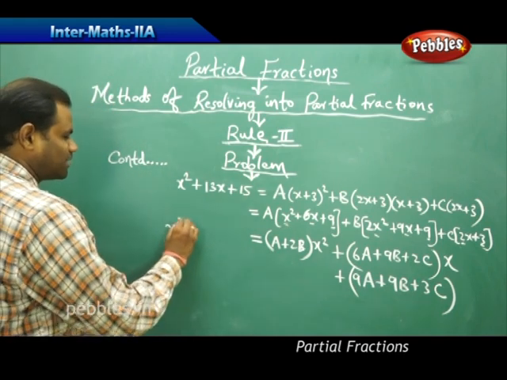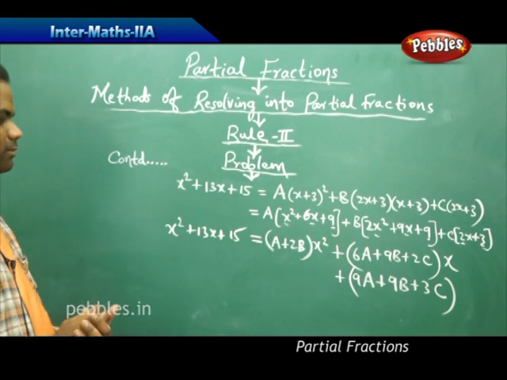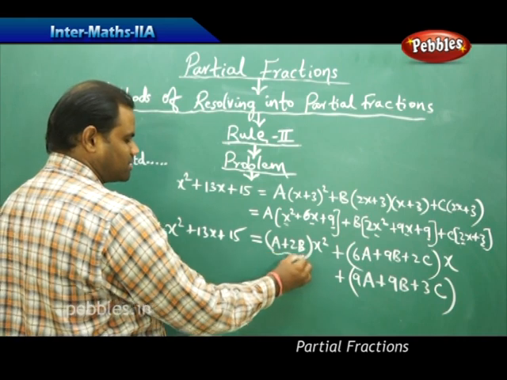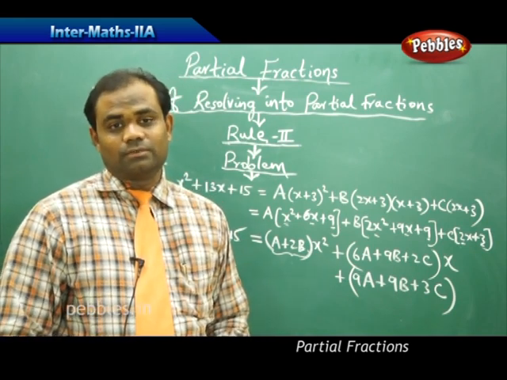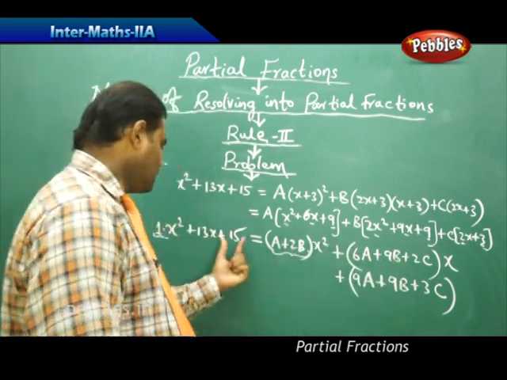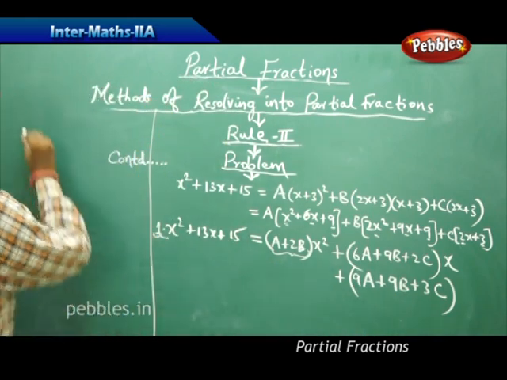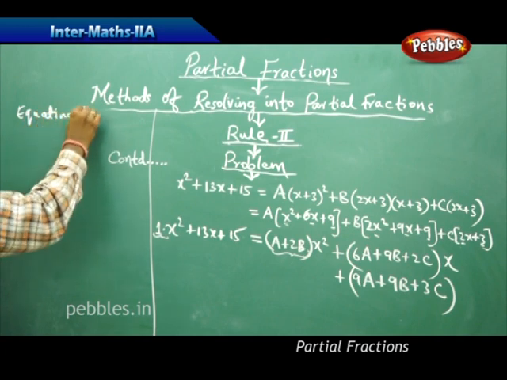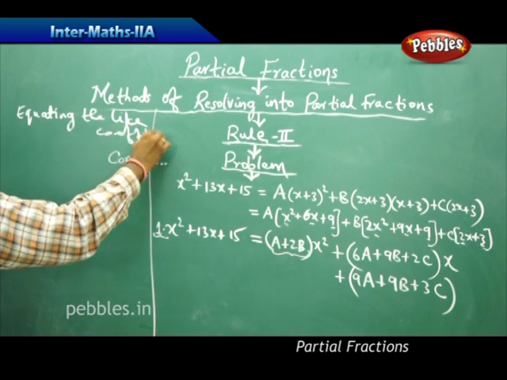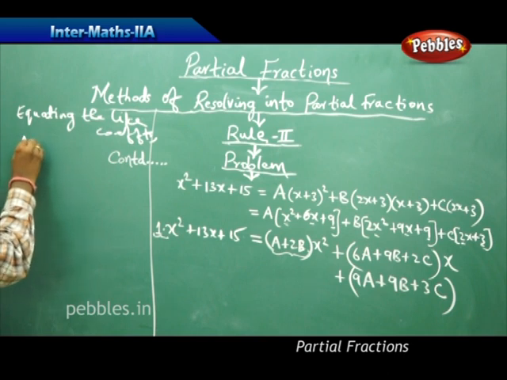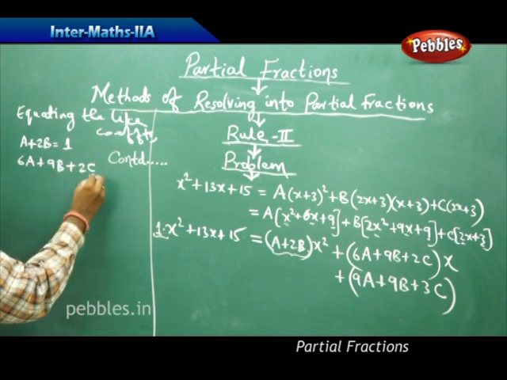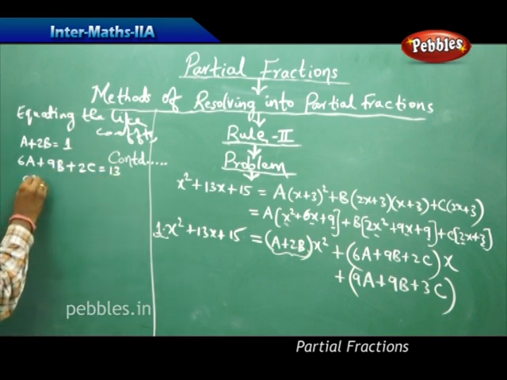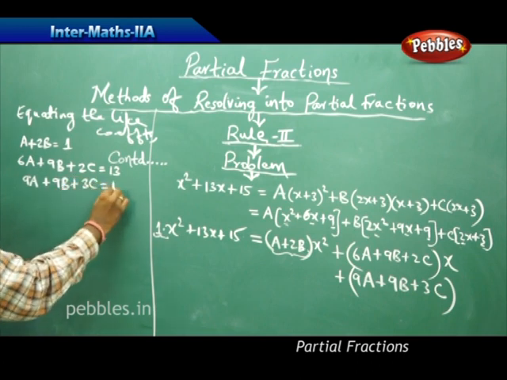Now the left hand side being x squared plus 13x plus 15. As I see that the coefficient of x squared here is 1, I understand that when two polynomials are equal, their like coefficients are also equal. Using the equality of the polynomials, equating the like coefficients, I get a plus 2b is 1, and 6a plus 9b plus 2c is 13, and 9a plus 9b plus 3c is 15.